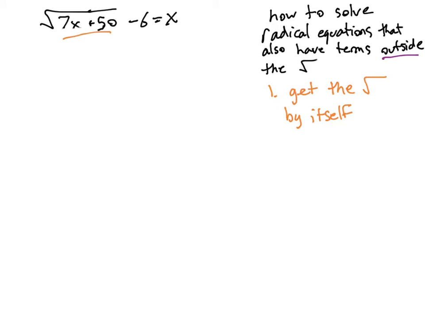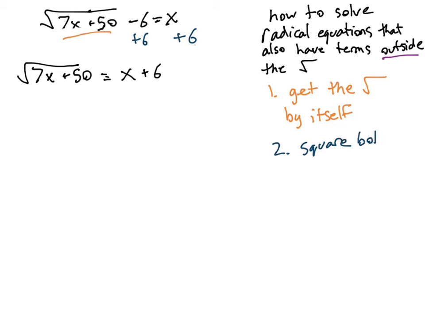So what we can do in this case is add 6 to both sides, and since these are not like terms, x and 6, we're going to have to leave those as two separate terms on the other side of our equation. So now we have the square root of 7x plus 50 equals x plus 6. To get rid of this square root, we can square both sides of the equation.